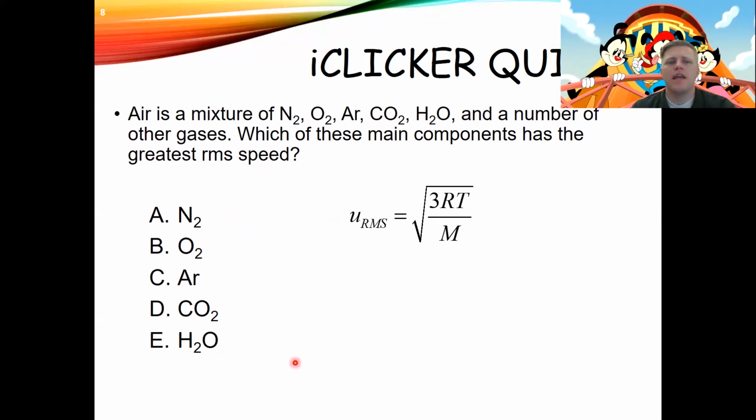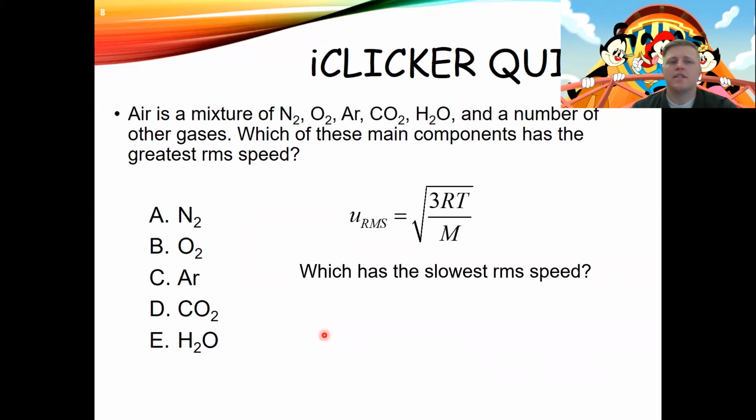The lightest of those is going to be the fastest, right? You're going to be dividing by the smallest number. And so our fastest, or the molecule or component with the greatest RMS speed, is going to be water. We'll try that one more time, but this time, tell me which of these molecules is going to be the slowest. Go ahead and pause and try and figure that out.